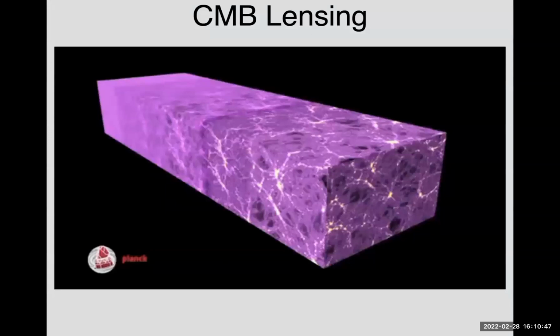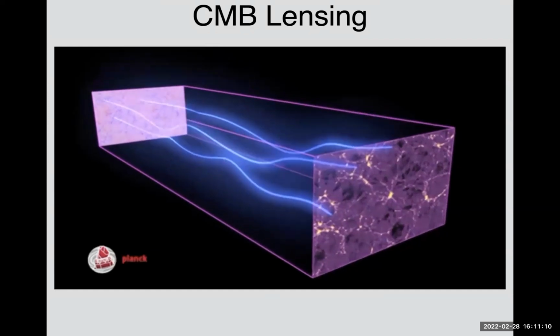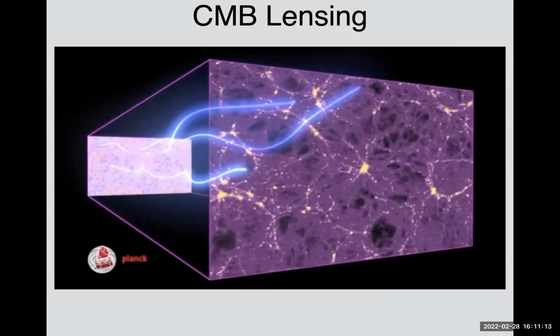Here's a cartoon of this. You've got your CMB last scattering surface, and you've got us, the observers, down here. As these photons come through the universe, their paths are going to be bent by the large scale structure. So this is a movie. When we look out at the CMB last scattering surface, the image that we have is slightly distorted. We can use this fact to measure the dark matter between us and the CMB. This is what I did my PhD on, and I continue to work on it.